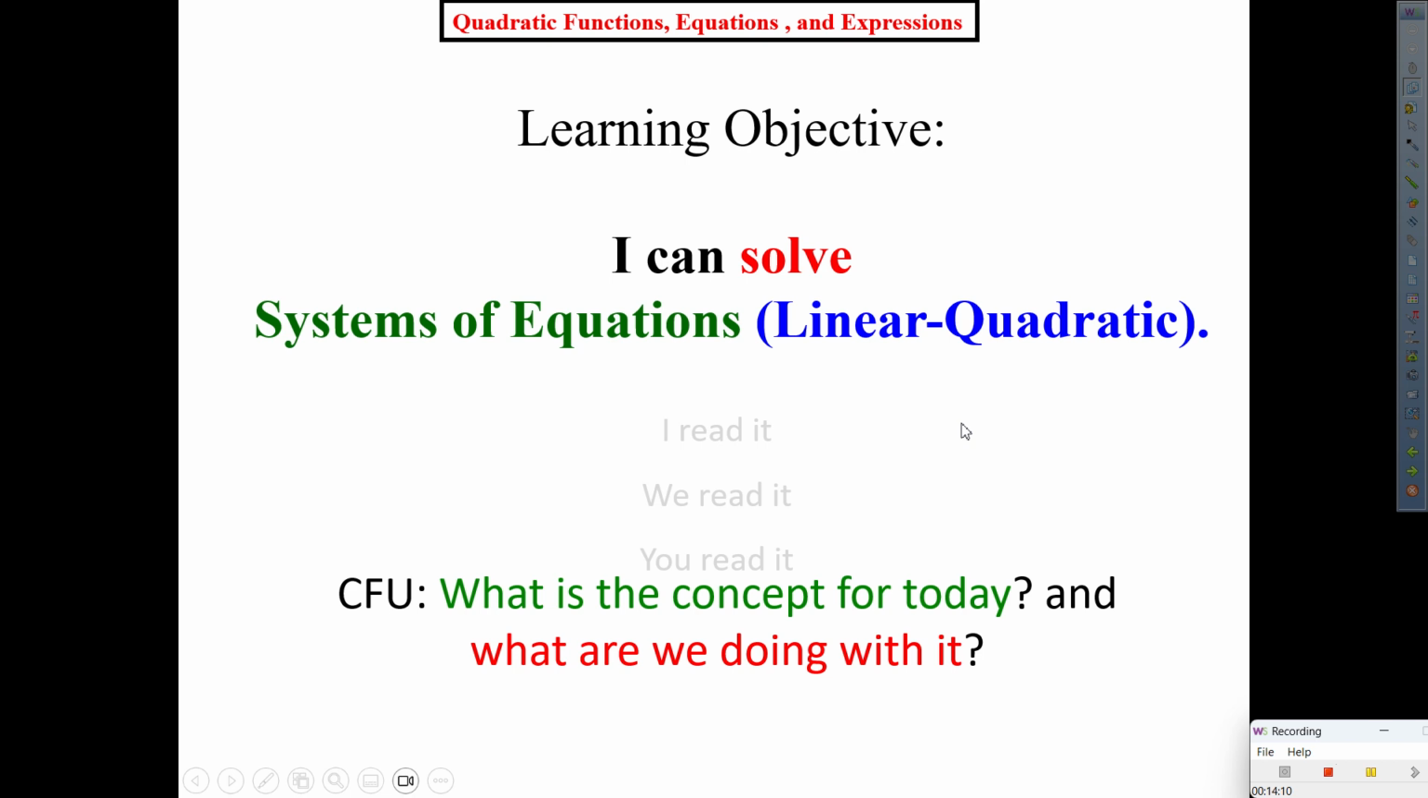Our objective for today: I can solve systems of equations, linear, quadratic. I can solve systems of equations. What kind? Linear, quadratic. All right? So write that at the bottom left of your graph paper, please. You don't need your notes or your notebook today. You can use just the graph paper and put that in your notes with some glue or tape once you're done.